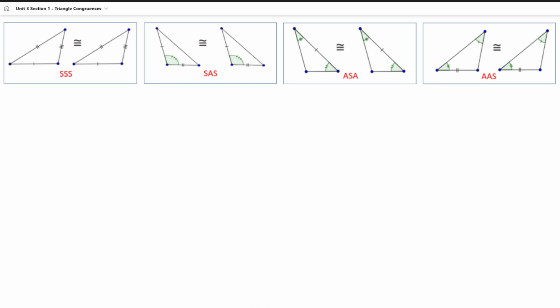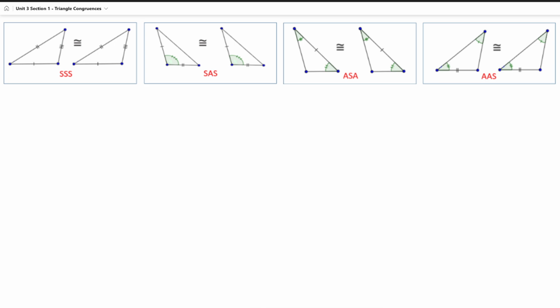So before I even get into the rules, you can see that these little lines here denote that they are the same length. Same thing for the angles here, right? So 3 lines here, 3 lines here, 2 lines here, 2 lines here, so on and so forth. Now let's talk about the different rules. First starting with the side, side, side rule.